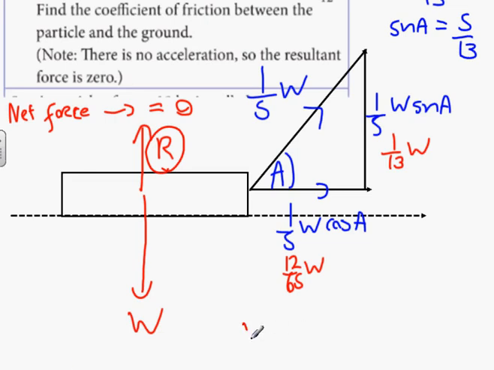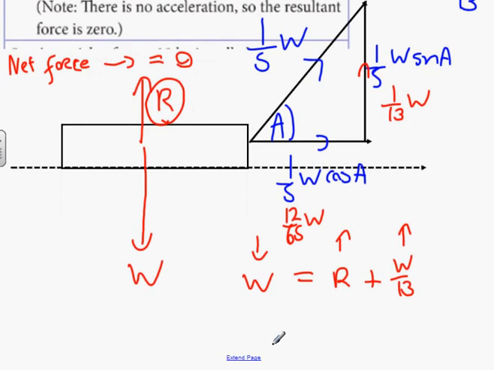So weight going down equals your reaction force going upwards plus what else is going upwards? Your 1/13 of W. W over 13 is also going up. This means that your reaction force, anybody? Your reaction force equals W minus W over 13, which is 12W over 13. That's your reaction force, okay?